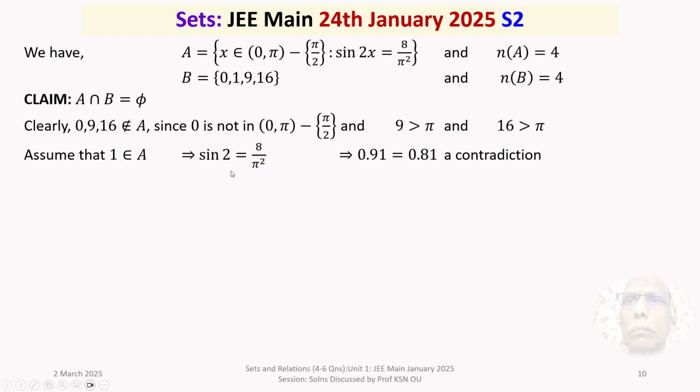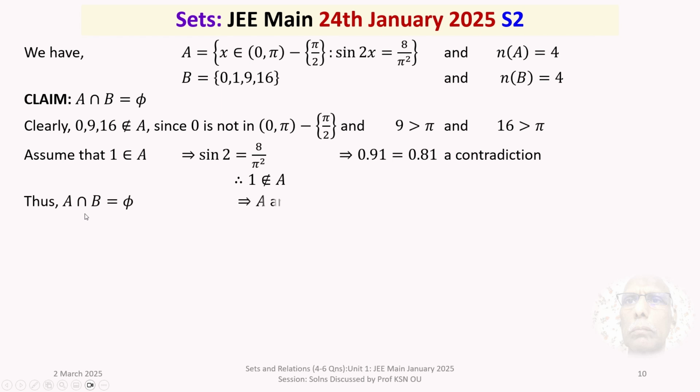Now, sine 2 is measured in radians. Sine 2 is 0.91. 8 by pi square, we have already seen, is approximately equal to 0.81. If you say 1 belongs to A, sine 2 must be equal to 8 by pi square. It means 0.91 is equal to 0.81, a contradiction. Therefore, 1 doesn't belong to A.